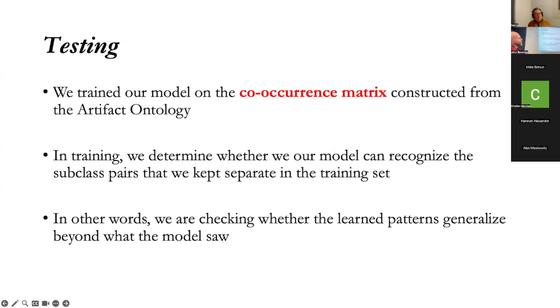Now we trained our model on that co-occurrence matrix from the artifact ontology, and in training we determined whether our model could recognize subclass pairs that we kept separate from the training. This is essentially us checking whether learned patterns generalize beyond what the model saw.